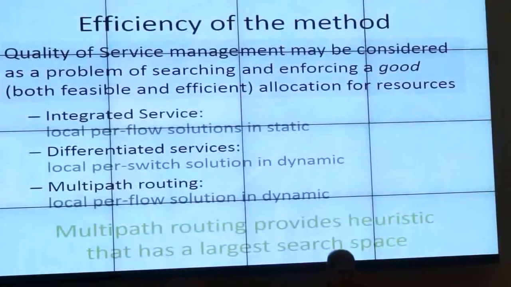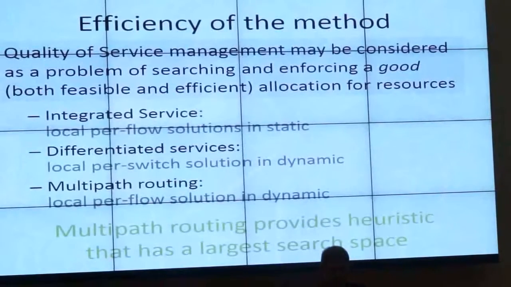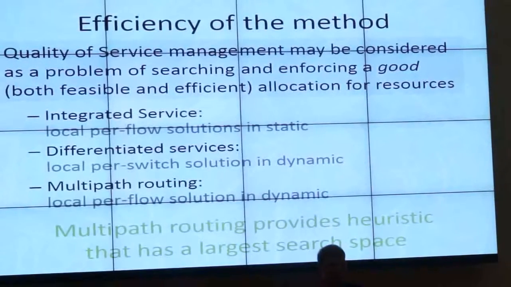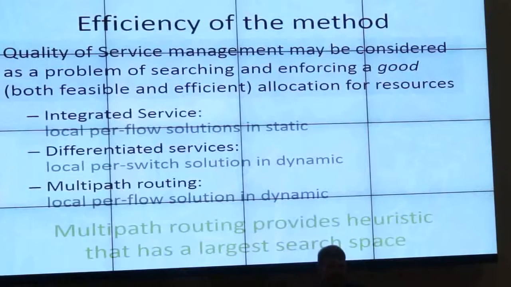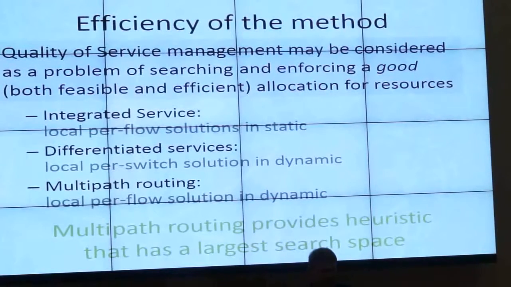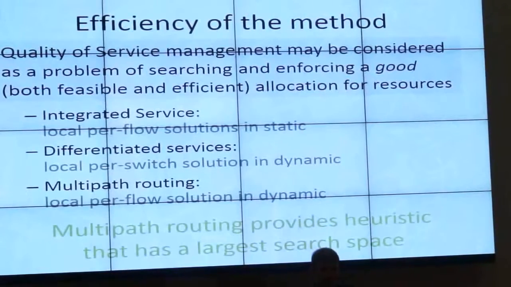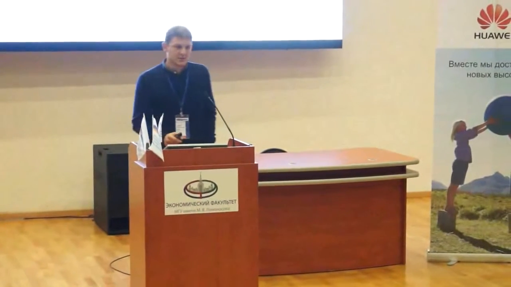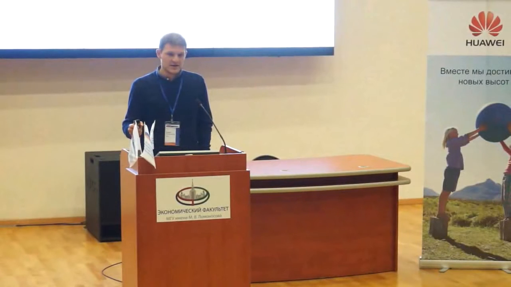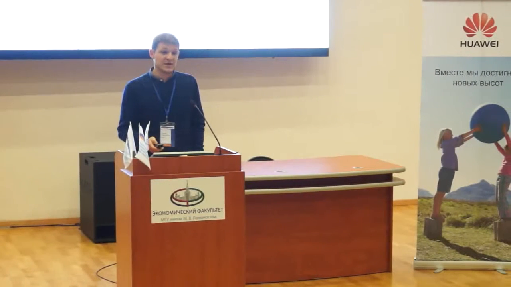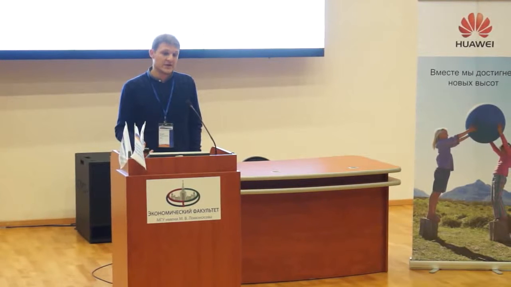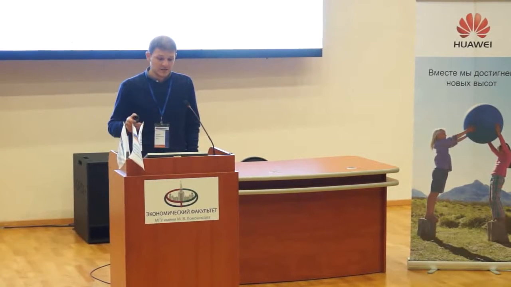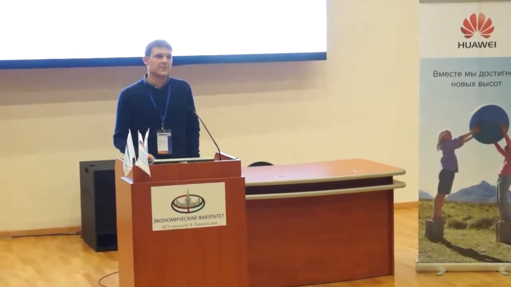What about existing methods? The integrated service model suggests searching for a static distribution allocation of resources. Differentiated services provide the ability to search for resources dynamically but locally at each switching device. And what about our multipath routing? It has the largest search space, and in theory, it could be really efficient. So, I'm ready to answer your questions.